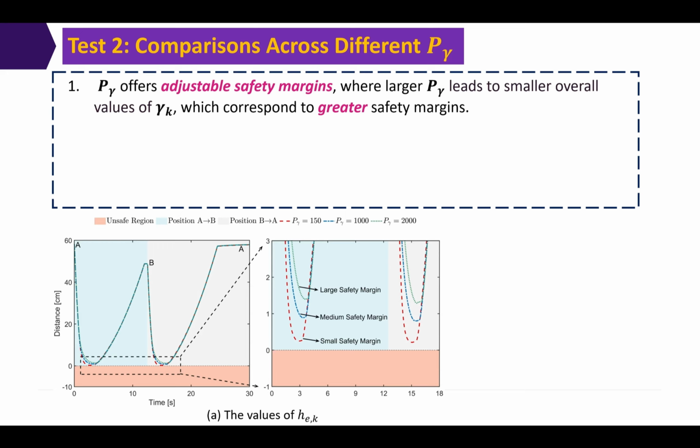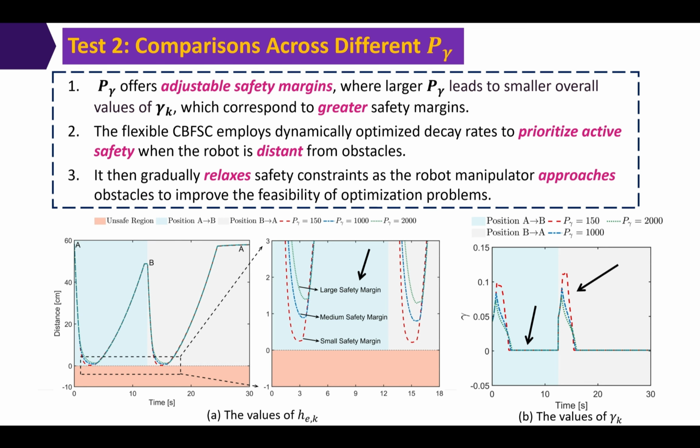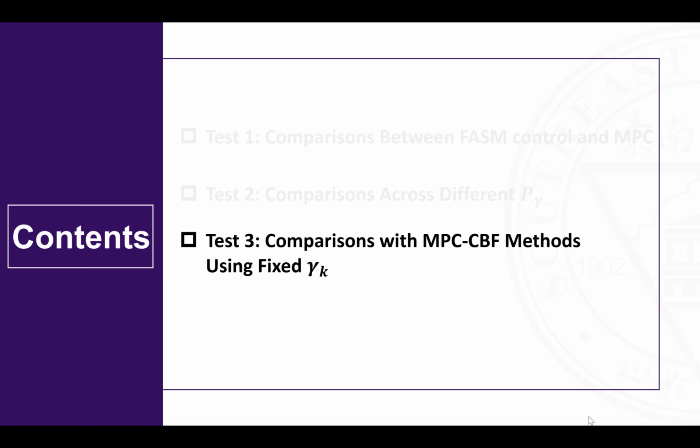In general, p-gamma offers adjustable safety margins, where larger p-gamma leads to smaller overall values of gamma k, which correspond to greater safety margins. The flexible CBFSC employs dynamically optimized decay rates to prioritize active safety when the robot is distant from obstacles. It then gradually relaxes safety constraints as the robot manipulator approaches obstacles to improve the feasibility of optimization problems.